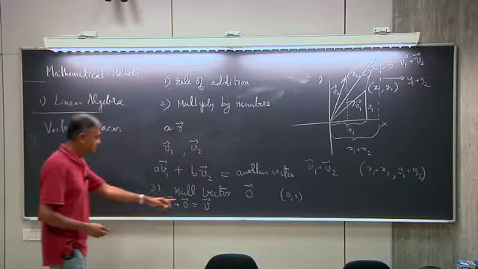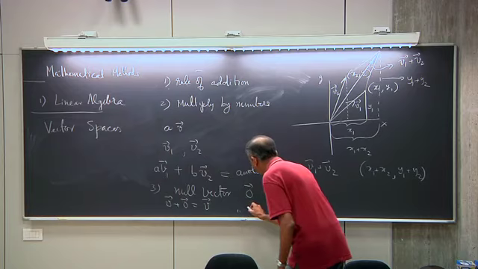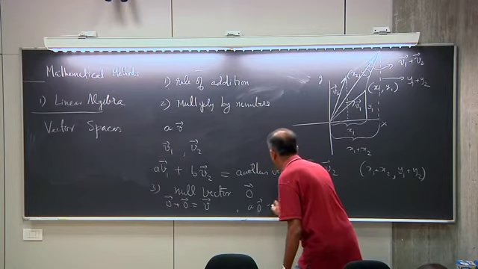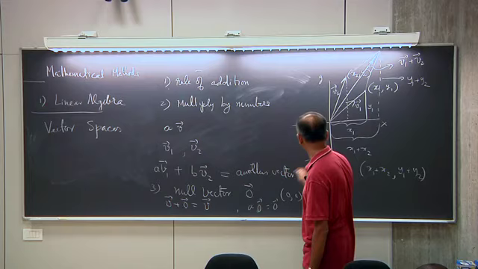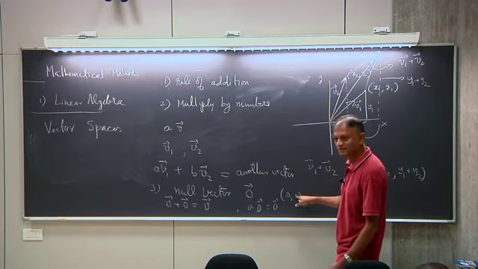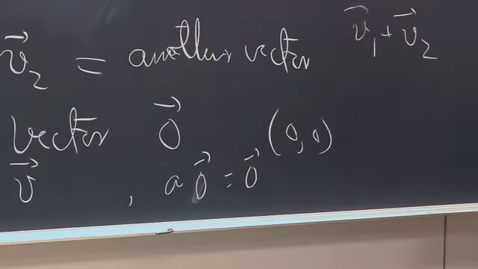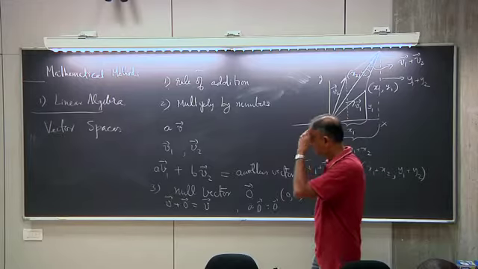Of course, it also satisfies another property. If I take any number a and multiply it to the zero vector, I will again get the zero vector. That's clear, because after all, this is the 0, 0 point. When you multiply by a, you are just changing the length, but the length is 0 anyway to begin with. So it's a zero vector. So these are the main things.